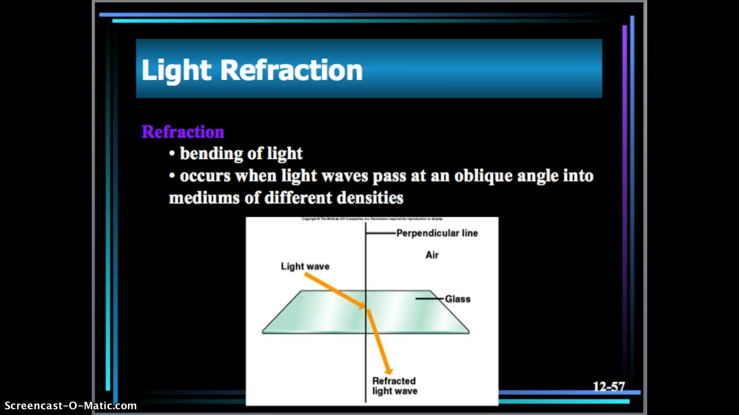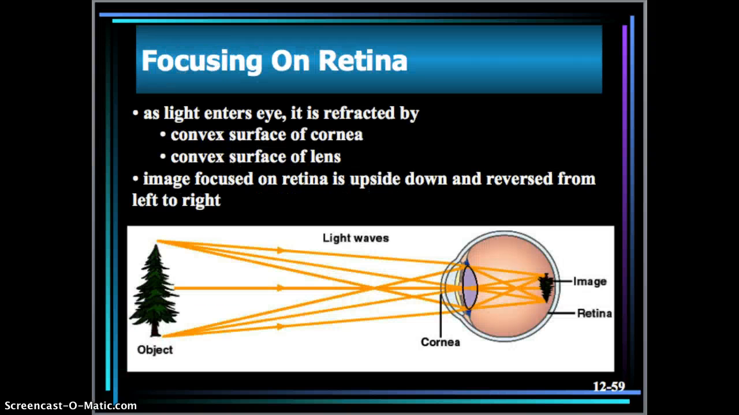So for us to focus, we have a lot of light refraction. If you've taken physics, you know a lot about this, but just quickly, refraction is when we bend light, and it occurs when light waves pass at an oblique angle into mediums of different densities, so liquids or solids. And the light waves bend so that they can converge and focus. So in our eye, we have convex lenses, and those convex lenses cause the light waves to converge and focus. You can see all the light waves and how they hit the lens here and then converge on the retina. That converging is focusing.